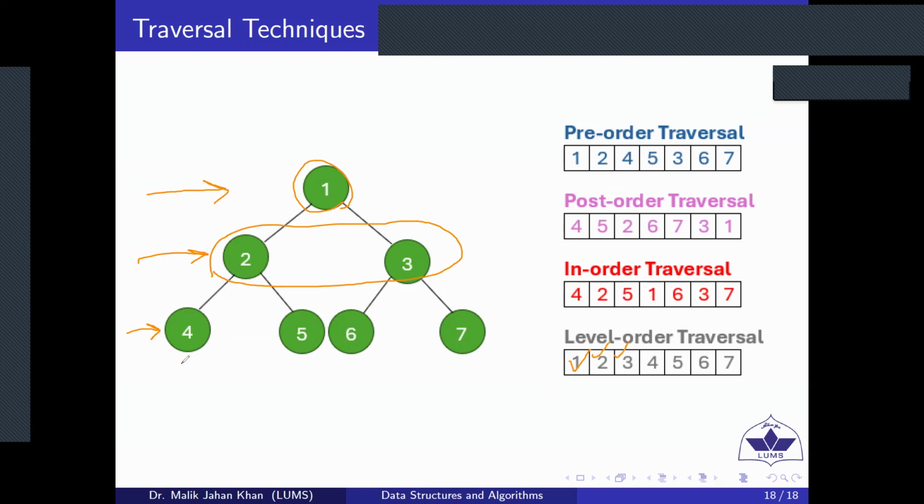Then once we are done with that, we go to the next level and we keep on moving from left to right. So 4 is processed next, then it's 5, then 6 and 7. So 4, 5, 6, 7 get printed next. So this is the level order traversal.